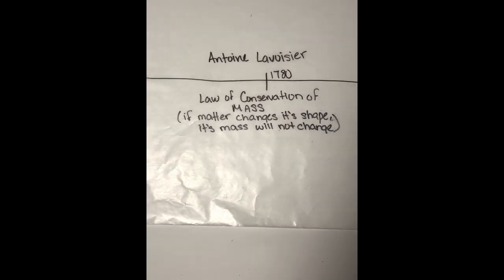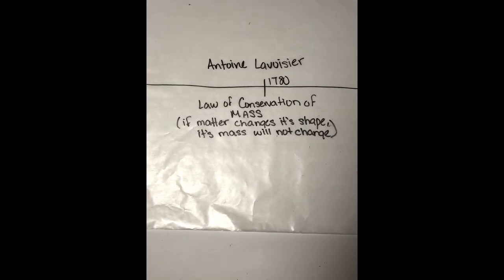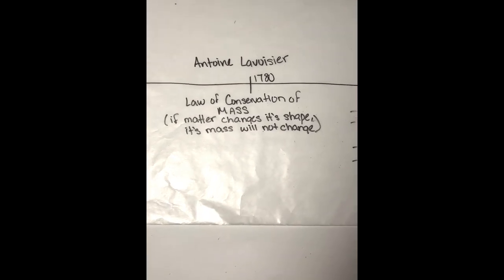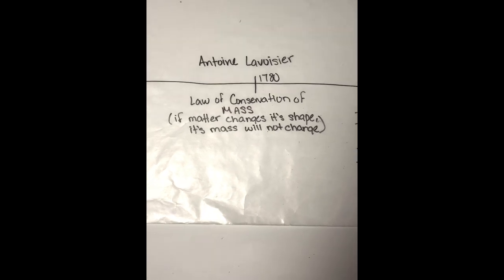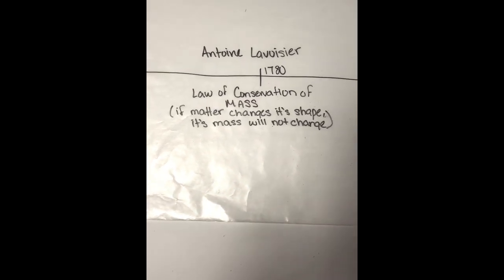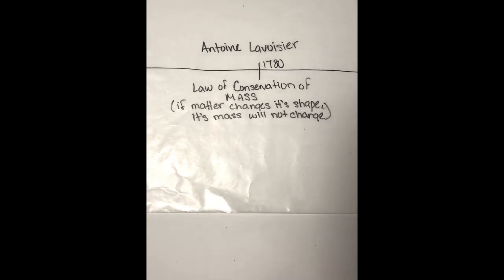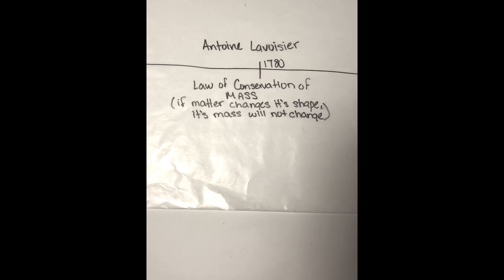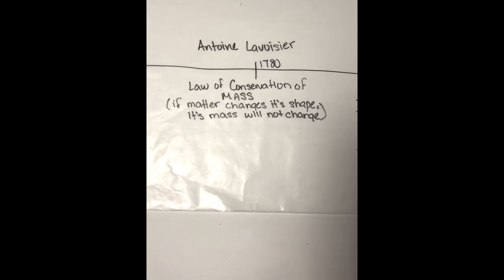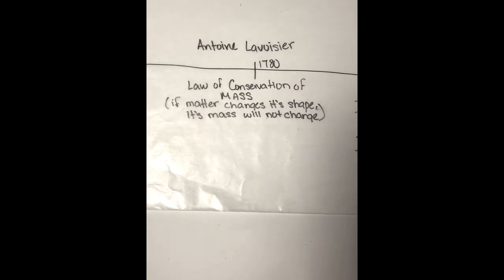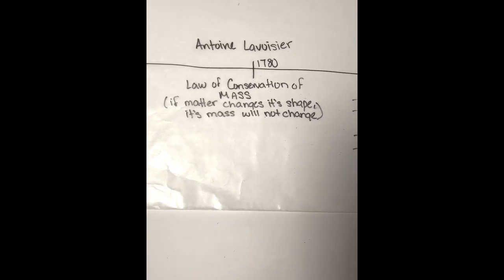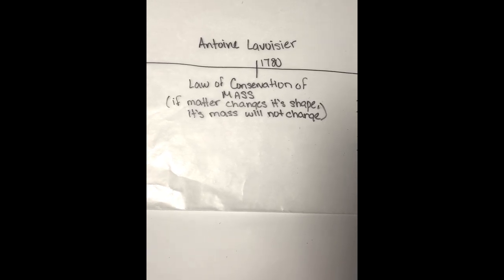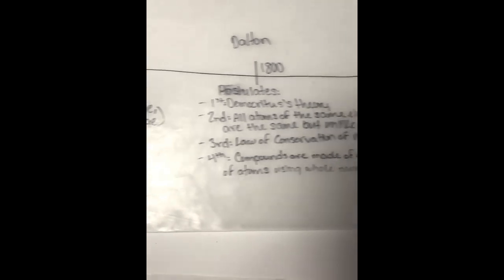Antoine Lavoisier, in 1780, created the law of conservation of mass, which stated that if matter changes its shape, its mass will not change. And this helped scientists to realize relations between size of particles, the mass of particles, and how to apply that to atoms. So this helped to contribute to the idea that atoms have mass and shape and size. And so we started to see atoms develop more characteristics than we did previously.